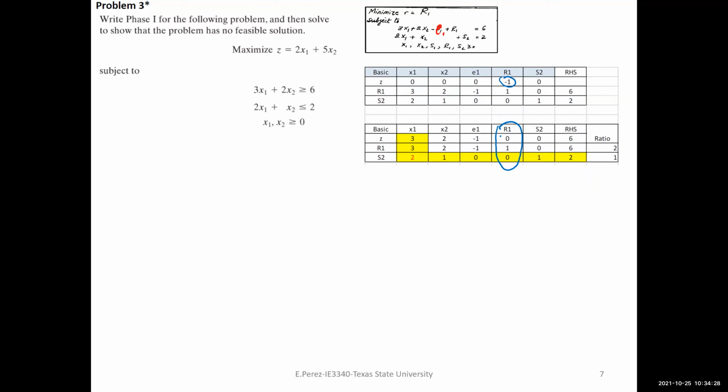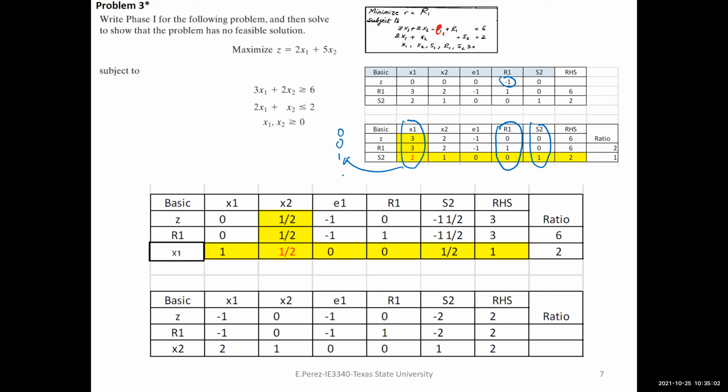So we are minimizing, so we are looking for the largest positive coefficient, which is 3. So X1 is going to enter. We perform the minimum ratio test. The minimum is for S2, so S2 is going to leave. So this column now, since X1 is going to enter and S2 is going to leave, should be 0, 0, 1. So we perform the elementary row operations to make this equal to 0, 0, 1.